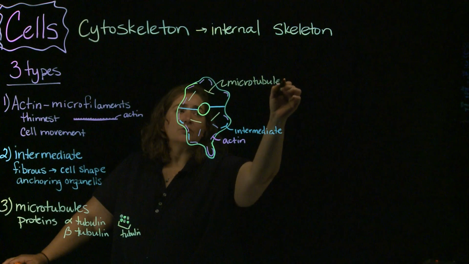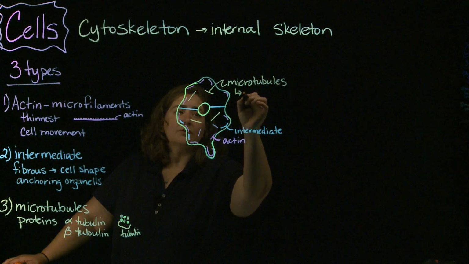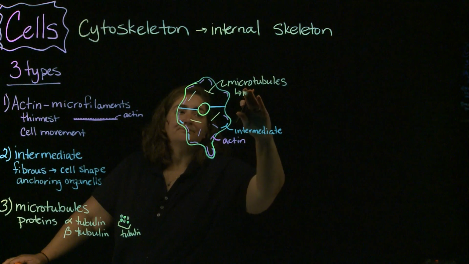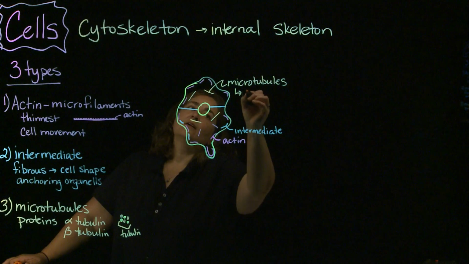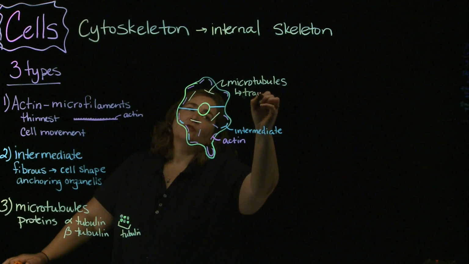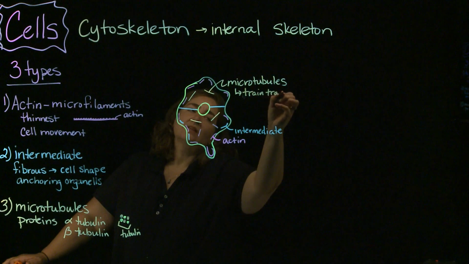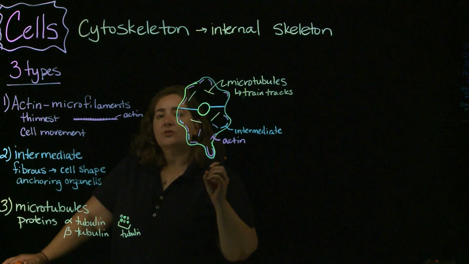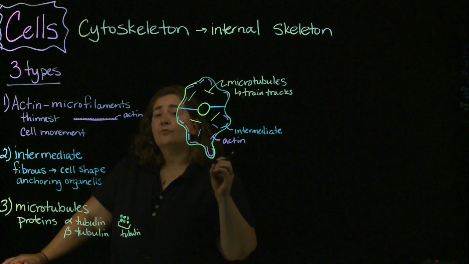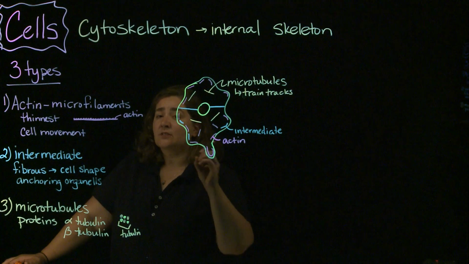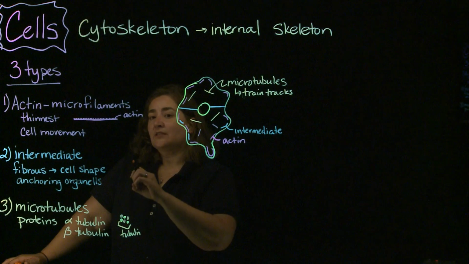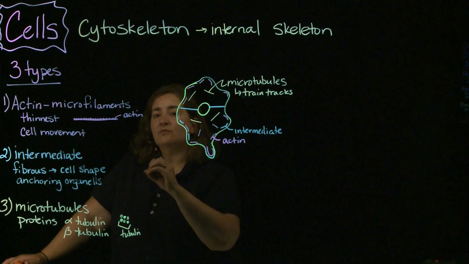And those microtubules are essentially the way I think about them, they're kind of like the train tracks within the cell. So when I talked, in a previous video, about how vesicles can move from the rough endoplasmic reticulum to the Golgi apparatus, I drew them just kind of as floating in space. They aren't actually floating in space.